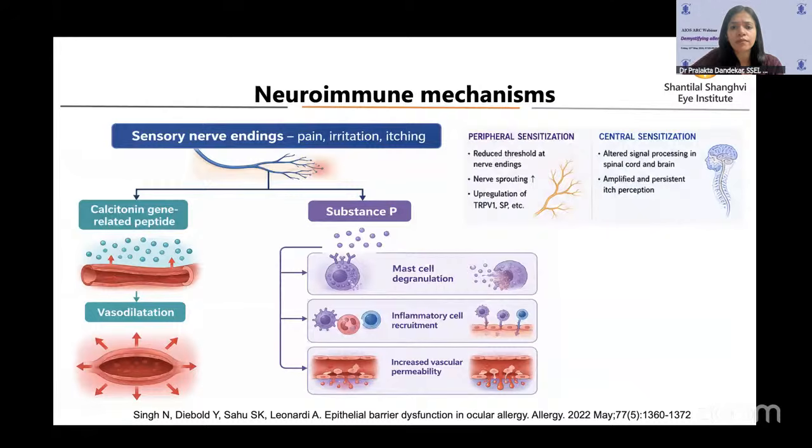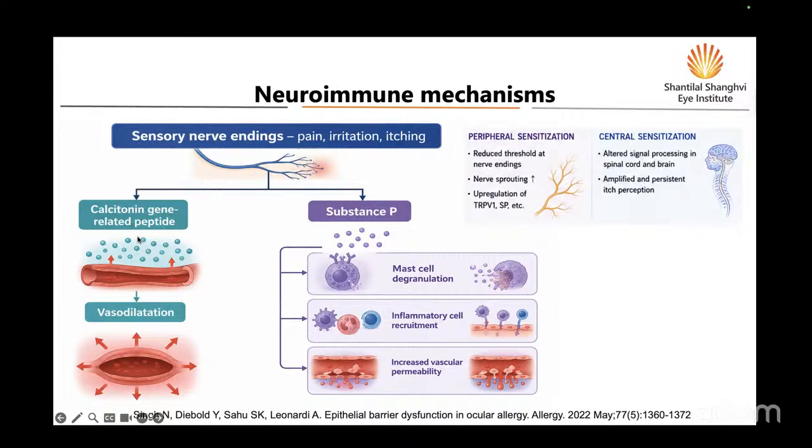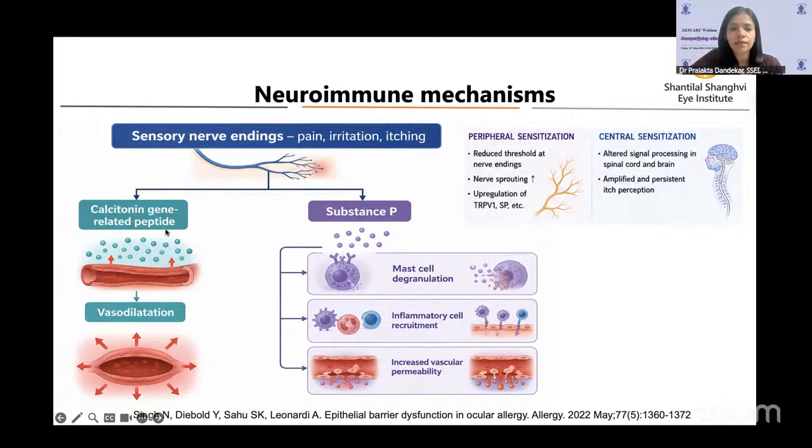So other neuroimmune mechanisms which are associated: the sensory nerve endings which are responsible for pain, irritation and itching also release substance P and calcitonin gene-related peptide.